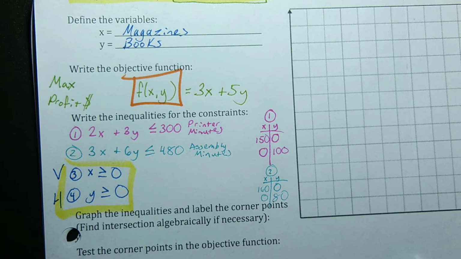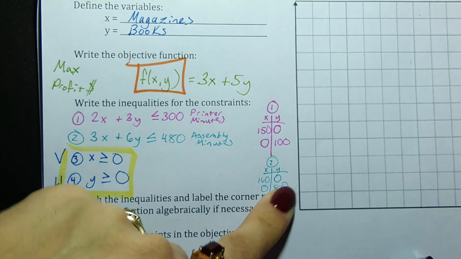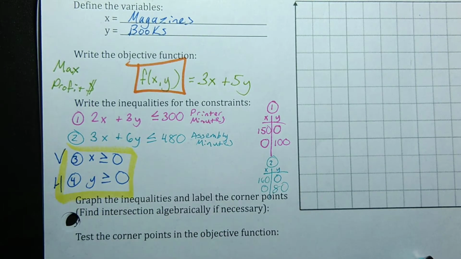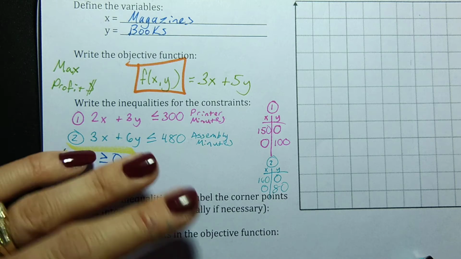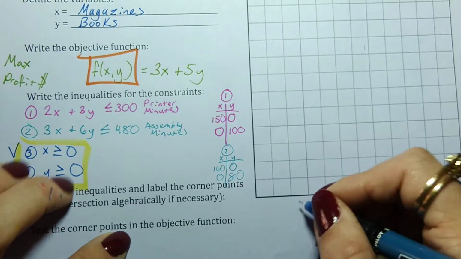So now we have enough info to choose our scales. It looks like our lowest intercept is 80, and our highest one is 160. So what do you think would be a good scale to pick? Tens, I don't know if our graph is quite big enough for that, so I would go by 20s.